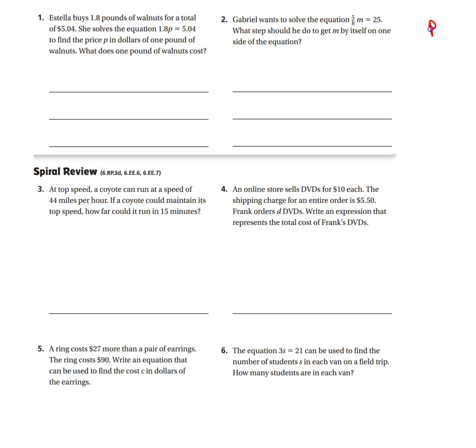All right, now I'm on P142 of the Go Math homework. Let's get to it. Estella buys 1.8 pounds of walnuts for a total of $5.04. She solves the equation 1.8p equals 5.04 to find the price P in dollars of 1 pound of walnuts. What does 1 pound of walnuts cost?